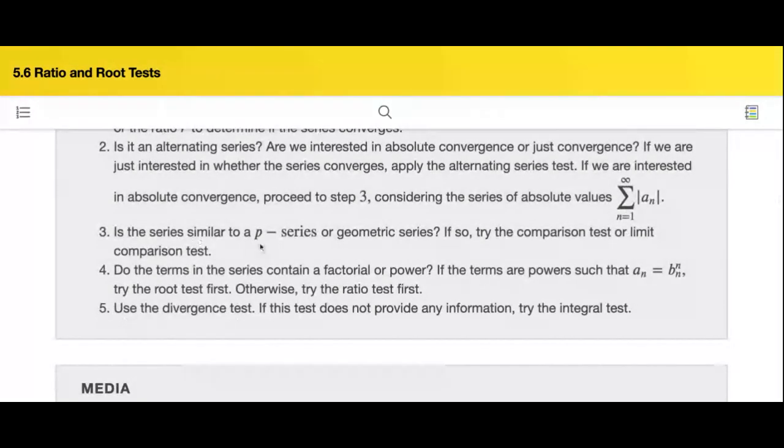Also, if it's similar to a P series or geometric series, because some alternating series is an alternating P series or alternating geometric series or alternating harmonic series. If so, try the comparison test or limit comparison test.